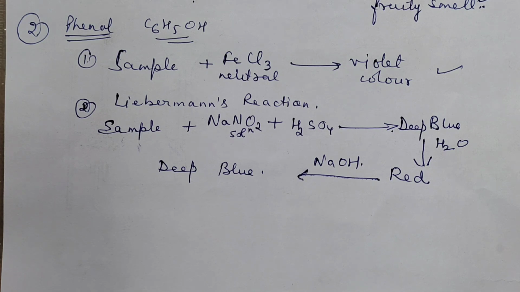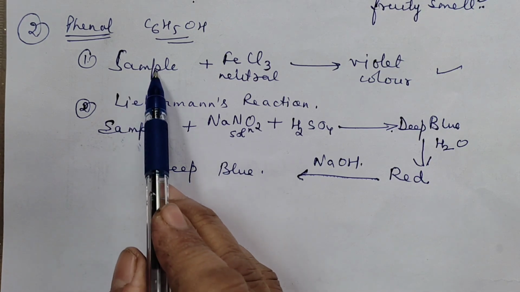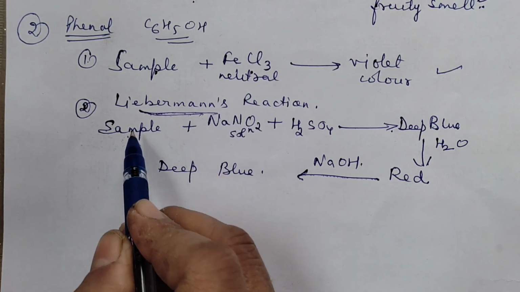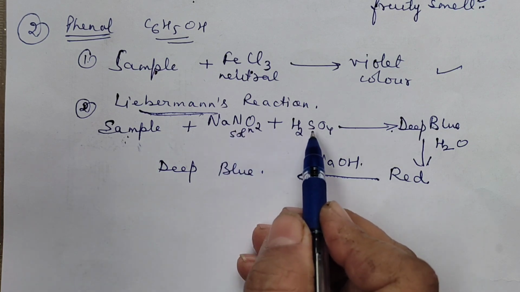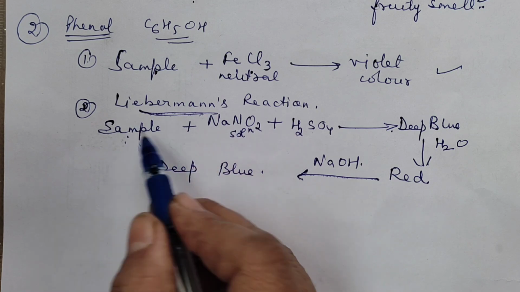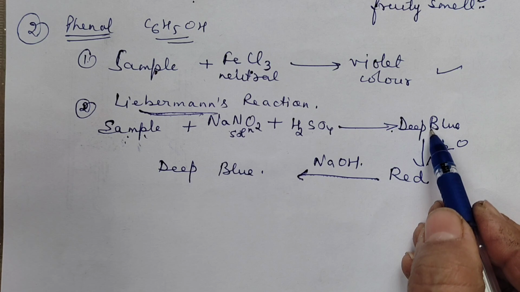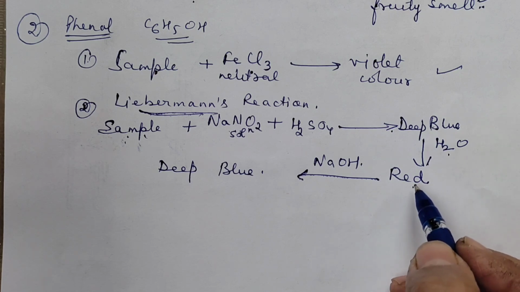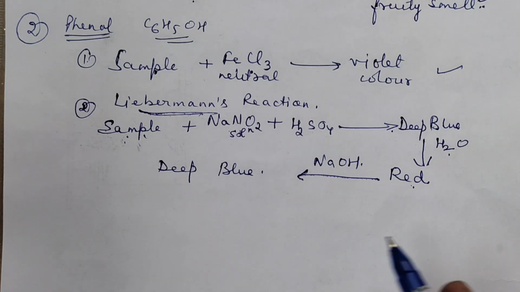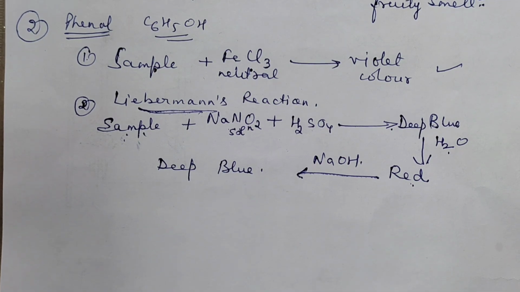Plus the equations also you have to learn. Equations, children, you can learn on your own. So this I am just telling you how you have to perform. Right? So if you get ferric chloride positive test, you go ahead with Lieberman test. Sample solution, NaNO2. Because it's liquid, you can add NaNO2 crystals also in it. Then add sulfuric acid, you'll get deep blue. Add water, you'll get red color. To the same test tube, you're not washing the test tube in between, you again add NaOH, you will get deep blue. This is Lieberman nitroso test.